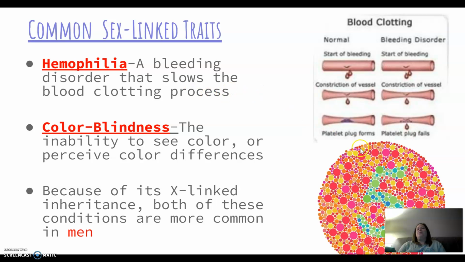Just letting you know, if you cannot see the number in this colored circle down here, hopefully you're already aware, but you might have some color blindness. And then because of the X-linked inheritance, both of these conditions are more common in men. That is not to say that females don't inherit these traits. Just remember, they have to inherit two of the recessive alleles, and that is less likely to happen.